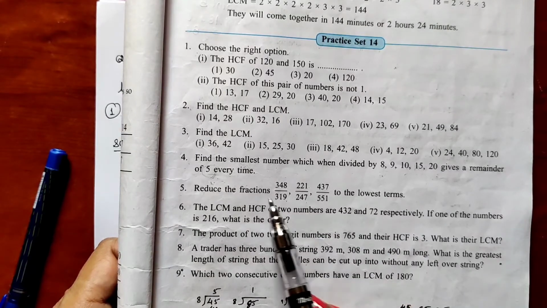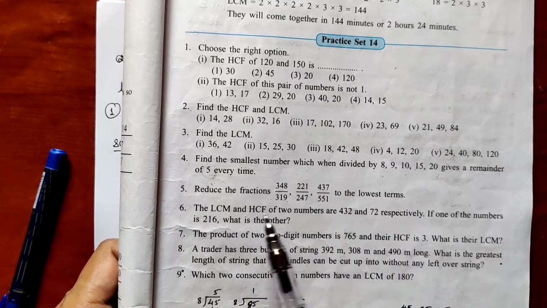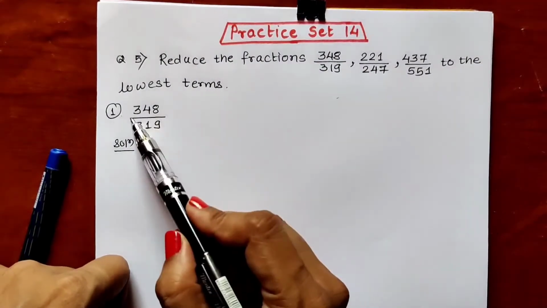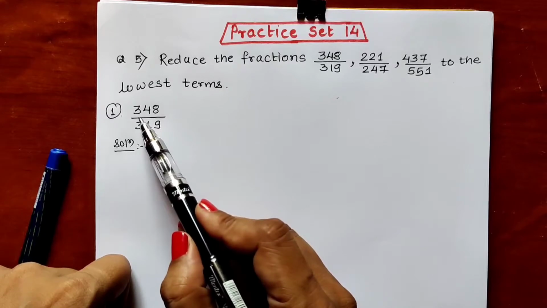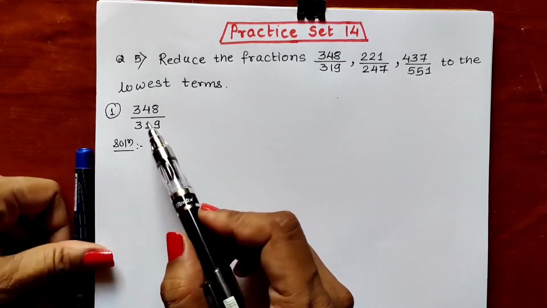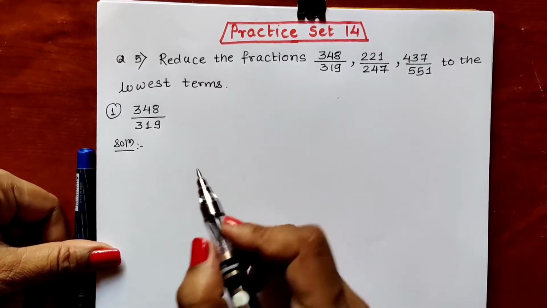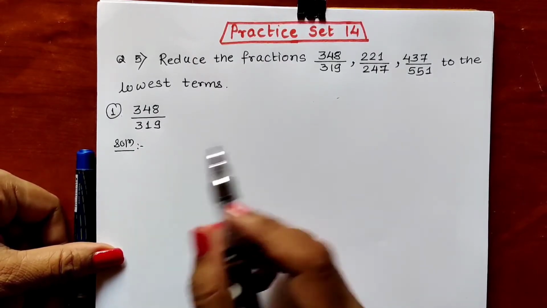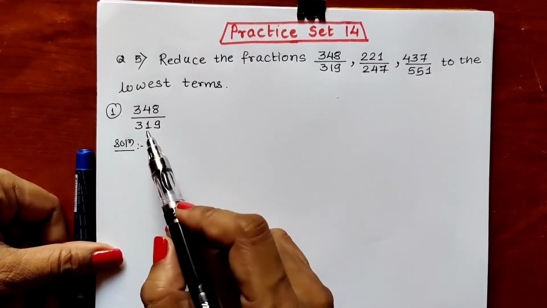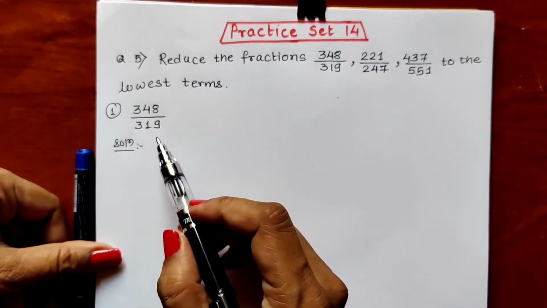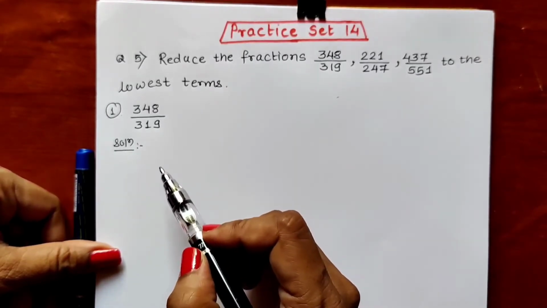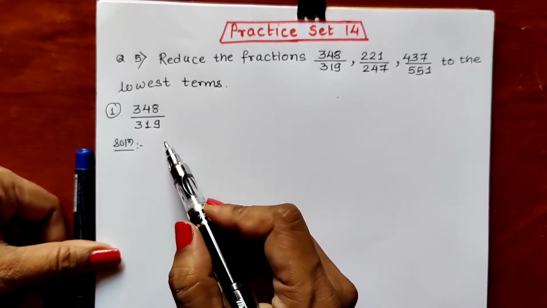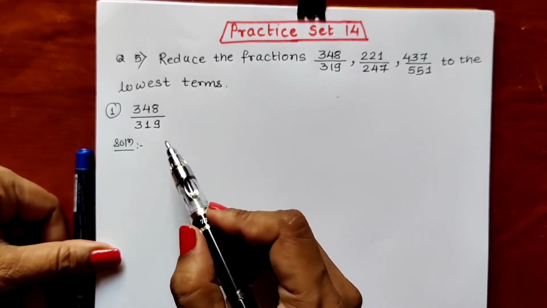We all know how to reduce the given fraction into the lowest term. Sometimes we use the method of cancellation. Here we can use the method of cancellation. We can cancel 348 as well as 319 by one common factor. So we have to search for one common factor. Sometimes it becomes very difficult to search one common factor by which we can cancel 348 and 319. So in such cases, if we apply the method of division to find HCF, then it becomes very easy to reduce the given fraction to the lowest term.